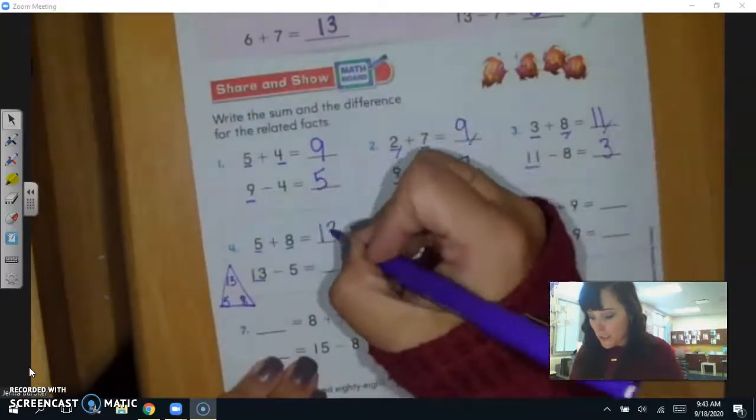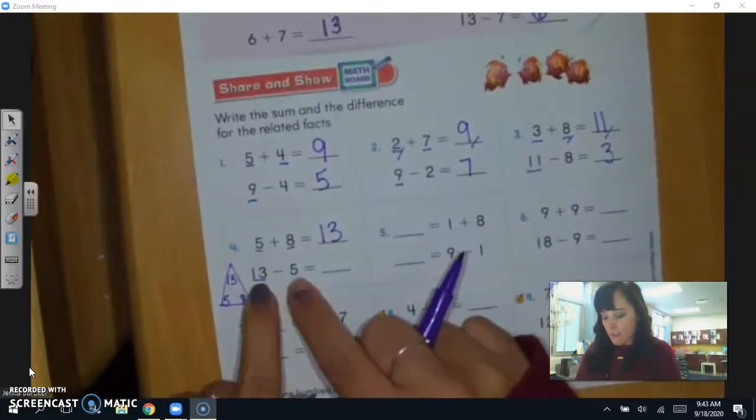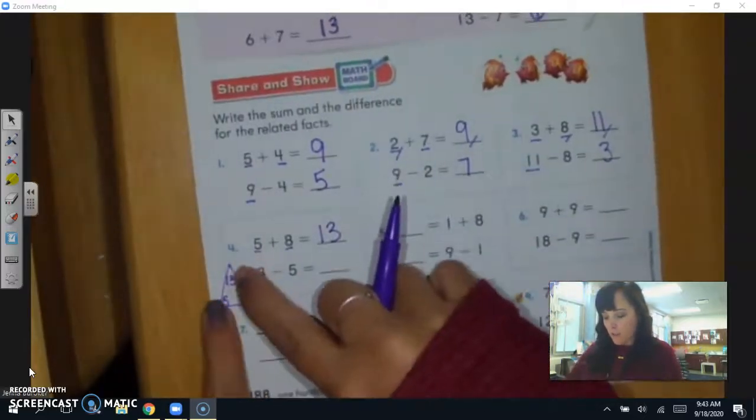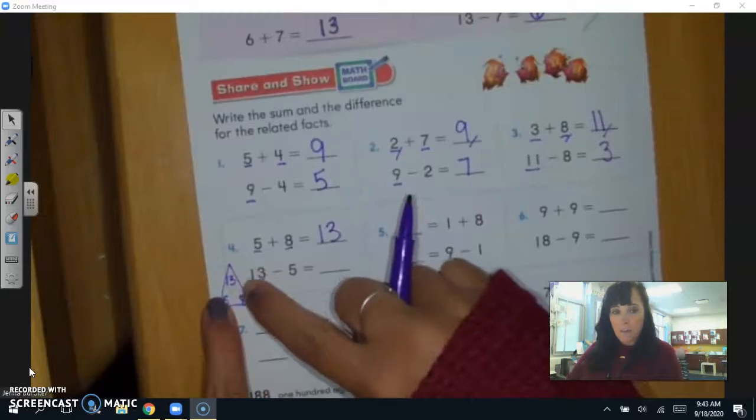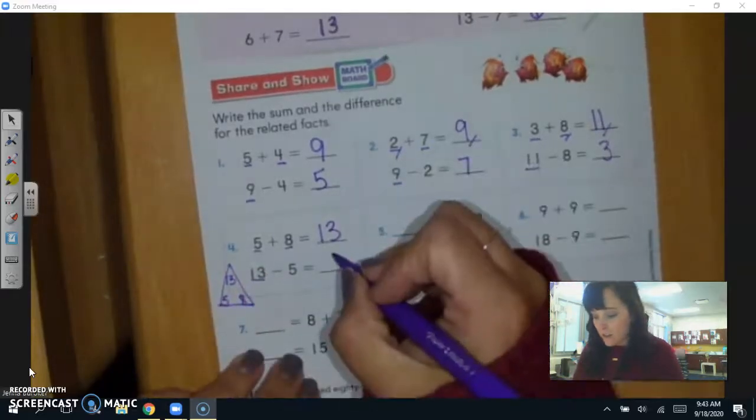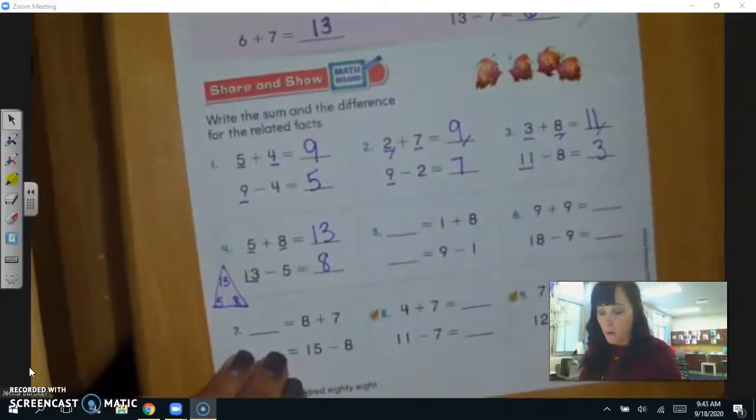13, so that's what I'll put here. And then down here we have 13 minus 5, okay, so we're using 13, we're using 5. The number that's left in our fact family is 8, so my answer is 8. Okay, we'll go on to number 5.